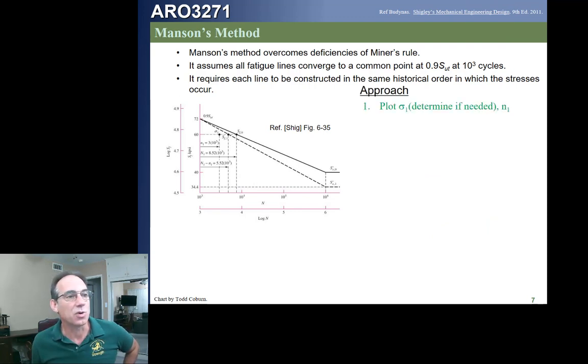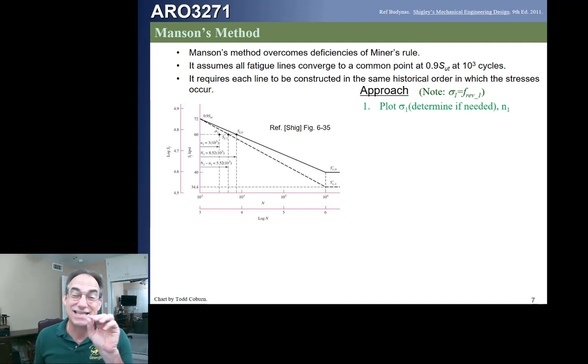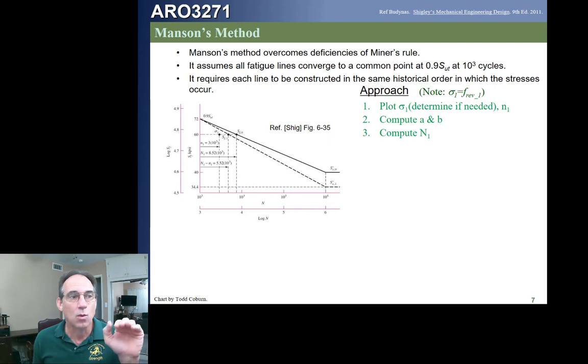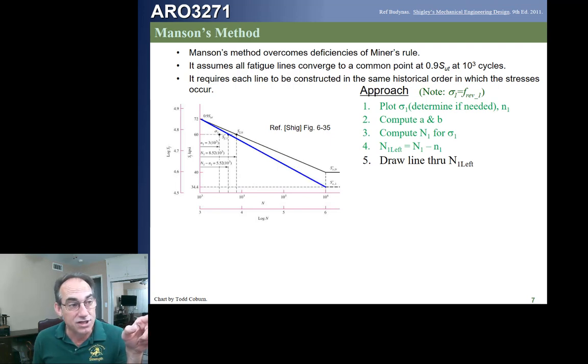Okay, so here's our approach. We're going to plot our stress. Now, we're actually not going to plot it. What we mean by plotting it is making it visually, so we can visualize it. What we're going to do is tabulate it, but we're going to calculate it. So we're going to calculate our stress 1 and the N1, and then we're going to calculate the A and B for that. We're going to calculate the allowable number of cycles for that, and we're going to calculate our N left by subtracting the applied number of cycles from the allowable number of cycles. All that's the same as Miner's. Then we're going to deviate, because the way the method works is it draws a line through that point pivoting on the FFTU point. But what we're going to do is not draw the line at all.